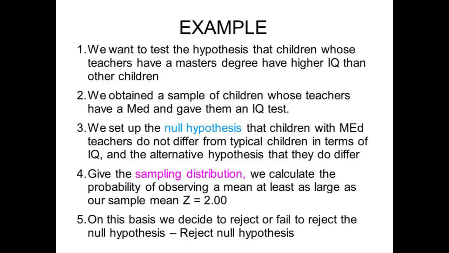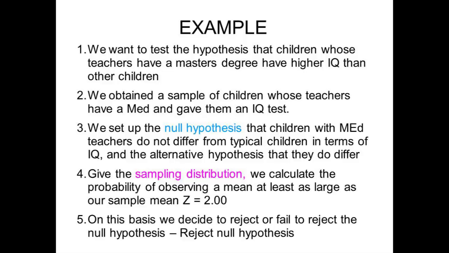We came up with a research hypothesis that children whose teachers have a master's degree have a higher IQ than other children. We obtained a sample of children whose teachers have a Master's of Education degree, and then we gave them an IQ test. We then set up a null hypothesis that children with Master's of Education degree teachers do not differ from typical children in terms of IQ, and then we also added on an alternative hypothesis that maybe they are different. And then given the sampling distribution, we calculated the probability of observing a mean at least as large as our sample mean.